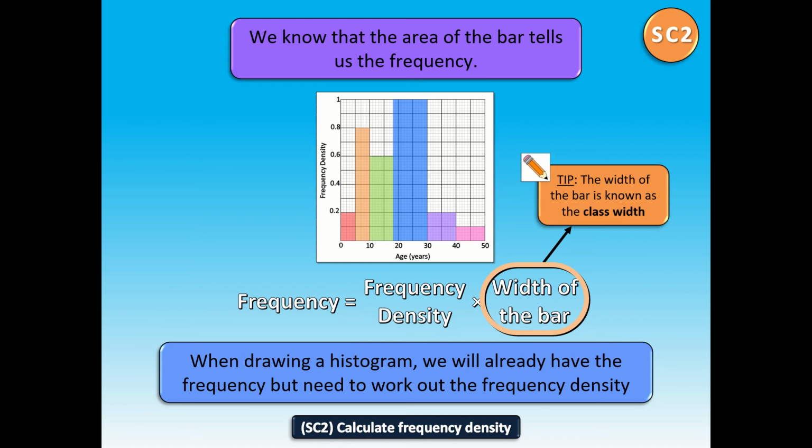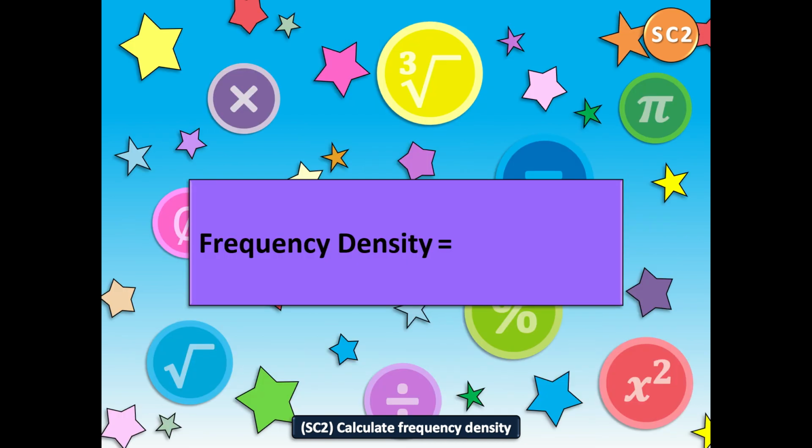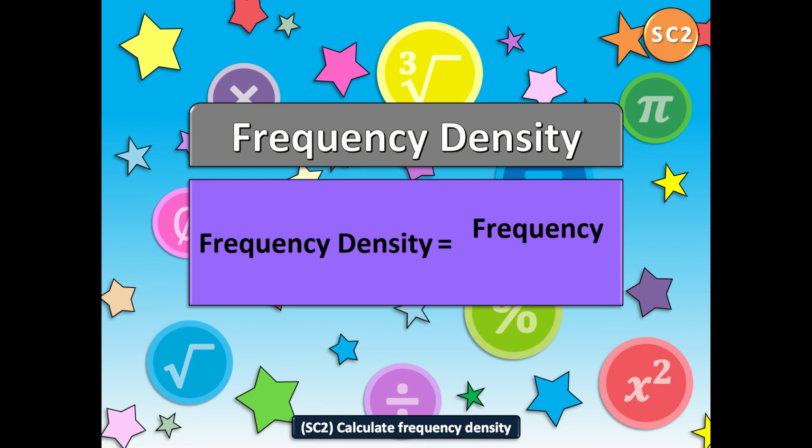And the width of the bar is also known as the class width. So the frequency density is the frequency divided by the class width.